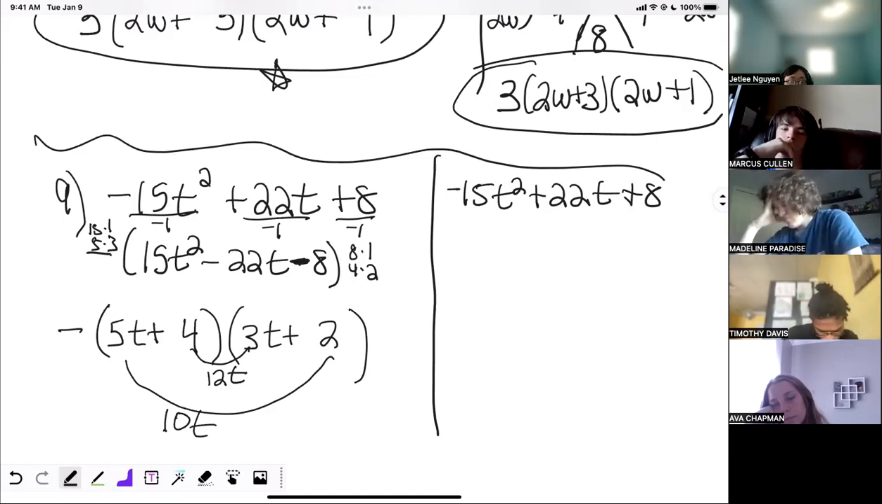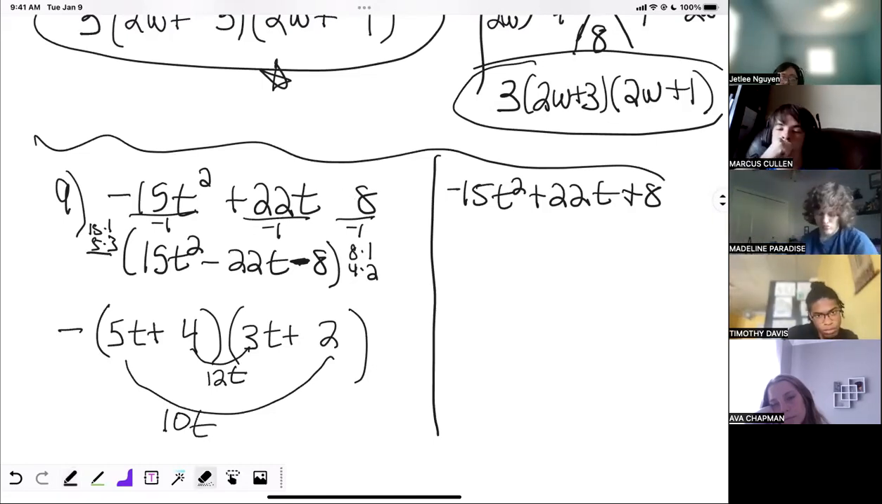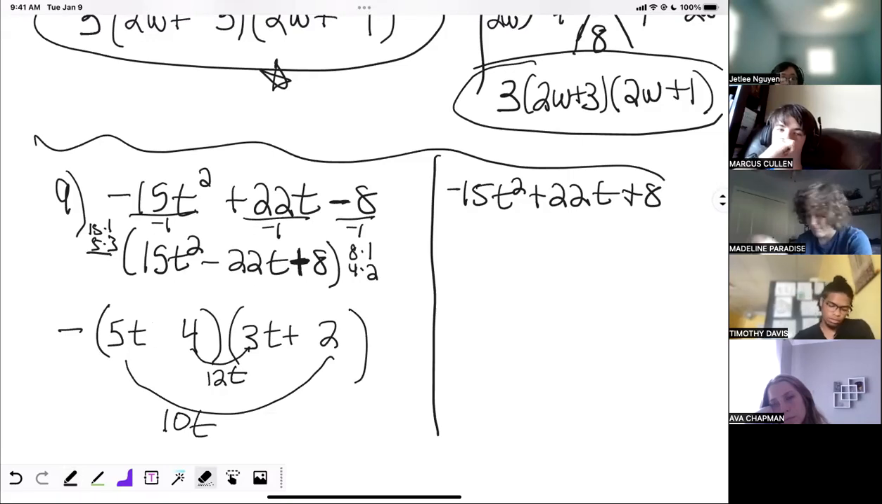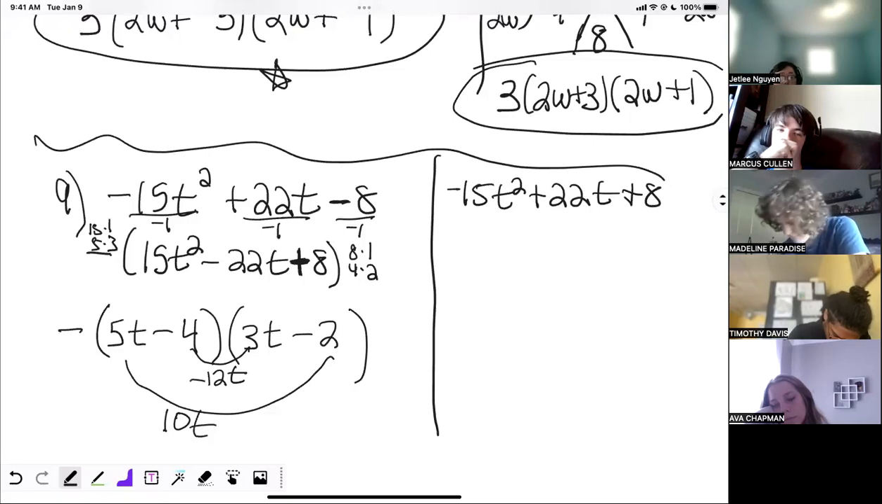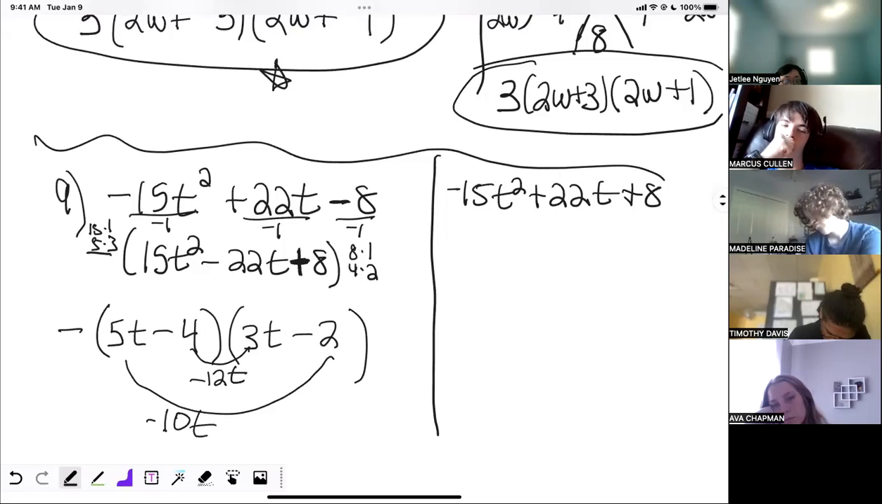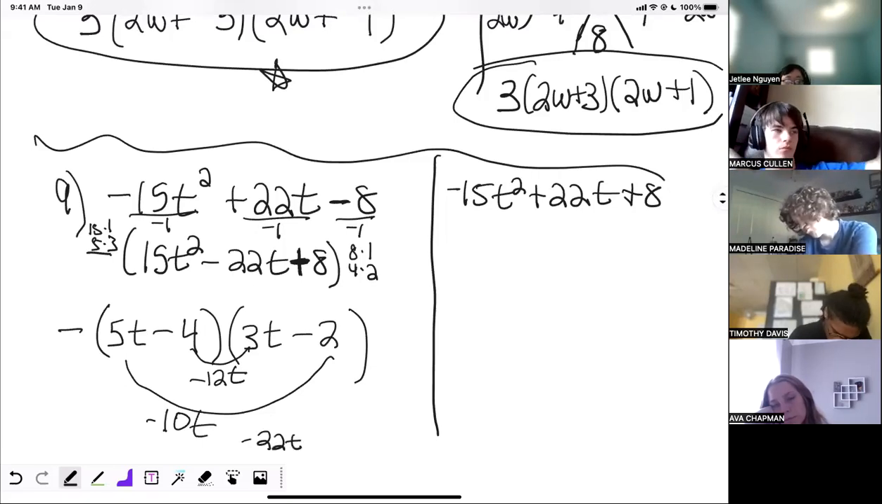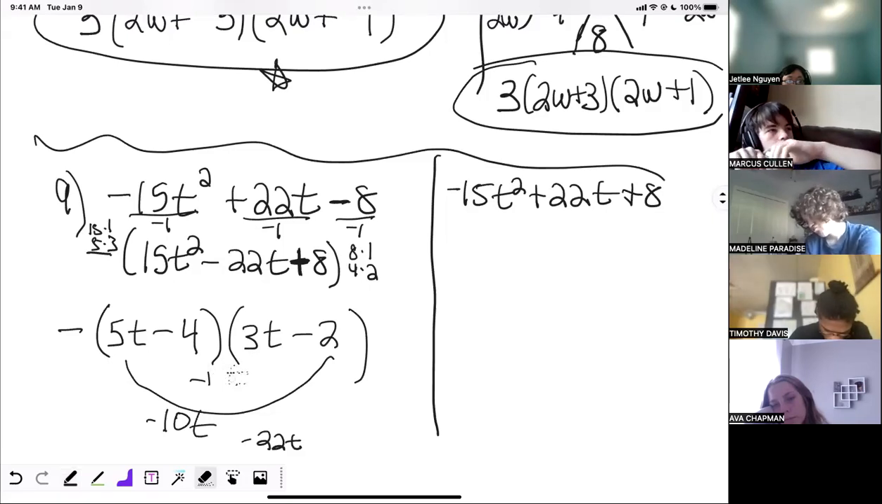Hold on. I wrote the problem down wrong. That's why it's not working. This should be a minus, which means this is a plus. Sorry. I knew that did not work at all. I knew something was wrong. That should be a plus. That means that these have to be both negative. Now it works. The way I had it would be not factorable after the negative out. Hey, now that makes negative 22t and I'm good. So that's my answer.